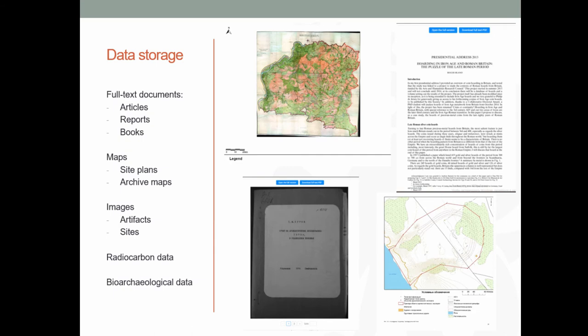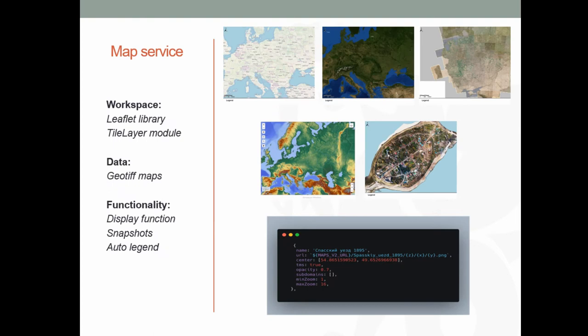So, a few words about each part of the functions of the system. Storage. You can store full text articles and full text reports. Like here is a report, here is an article, topo maps, and also different kinds of maps in the database.